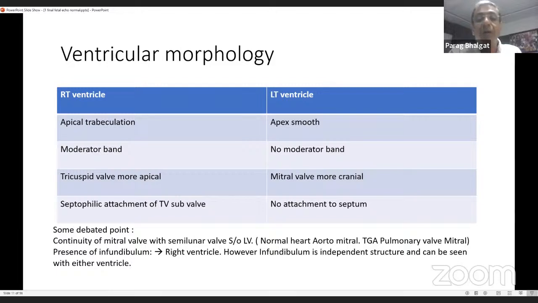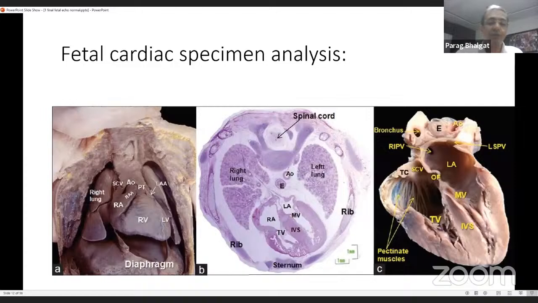Also, infundibulum is independent of the ventricle. It can be seen on either side. So these points are not taken as very hard and fast. Just a pictorial presentation to make things clear for you.